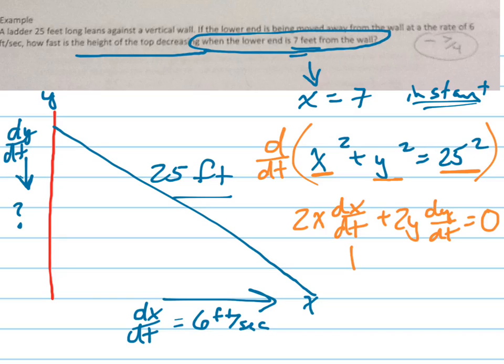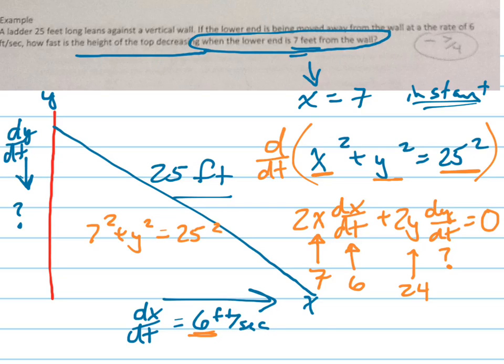We know dx/dt, that's 6. So plug in 6. We don't know dy/dt, that's what we're trying to solve for. And we know at this instant, x is 7, and we can also find y because 7 squared plus y squared equals 25 squared. So use your calculator to determine what y is. Or you can recognize that it's a family. So y is 24.